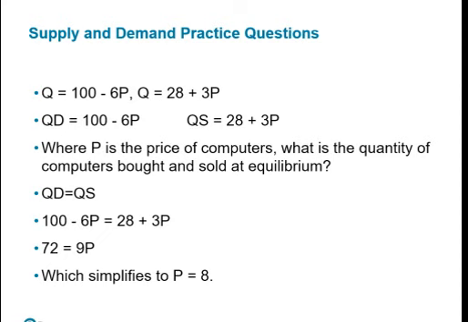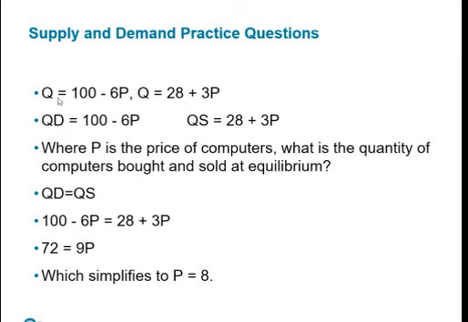In our previous lecture, we discussed how to determine equilibrium price and equilibrium quantity with the help of a graph. In today's lecture, we are going to discuss how we can calculate equilibrium price and equilibrium quantity when we have some mathematical equations. So here we have two equations. The first one is Q equals 100 minus 6P, and the second one is Q equals 28 plus 3P.